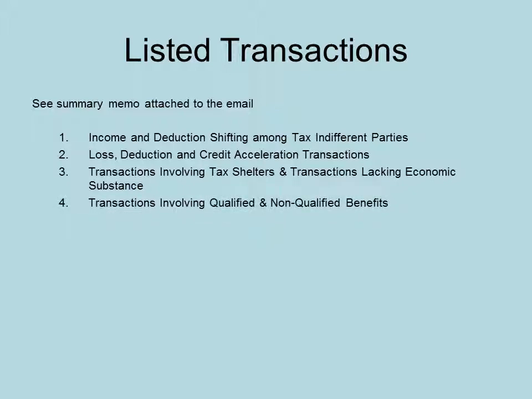Transactions involving qualified and non-qualified benefits. This group of transactions involves qualified and non-qualified benefits such as contributions to 401k plans, pension plans, and strategies intended to avoid contribution or other limits related to benefits provided under the Internal Revenue Code. We have grouped 7 transactions as involving benefit-listed transactions.